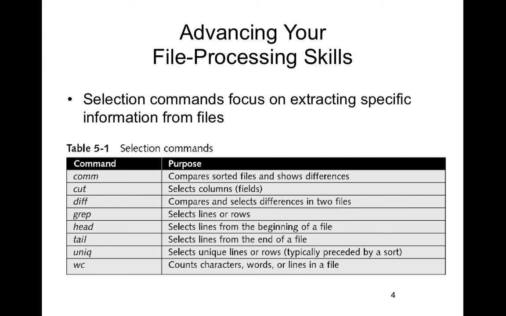Cut selects columns and fields out of there. Diff compares and selects the differences between the 2 files. So usually a diff is going to show a line of code. So if I write a bunch of names here and a bunch of names here, and I do a diff and I put one extra name over here, I'm going to get that one name that comes out of there, as an example. Head selects the beginning of the file.